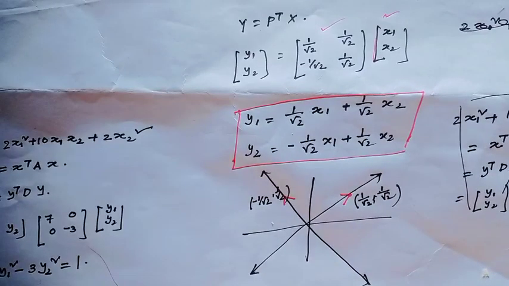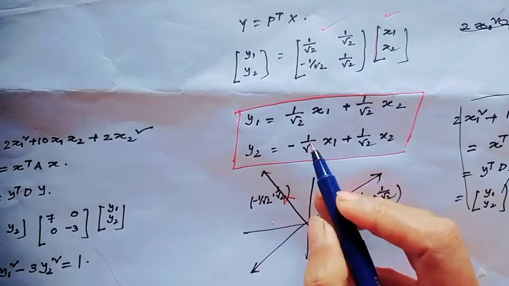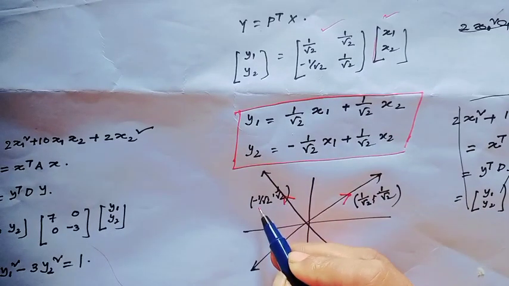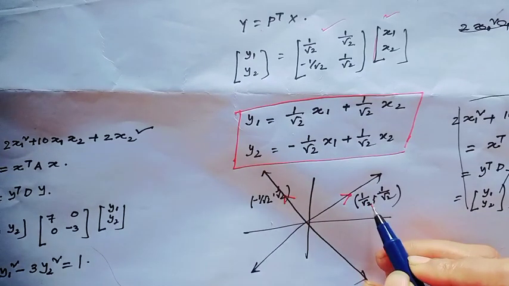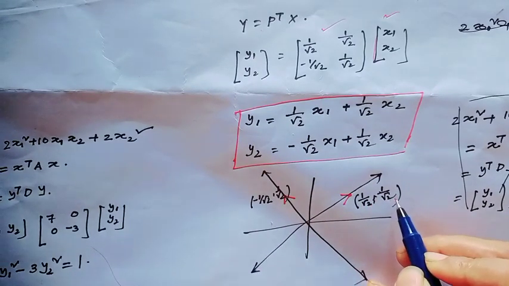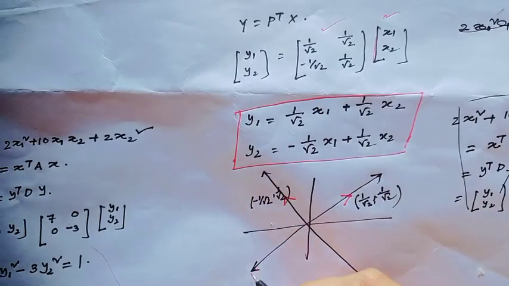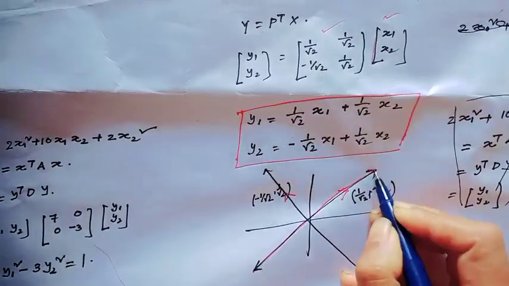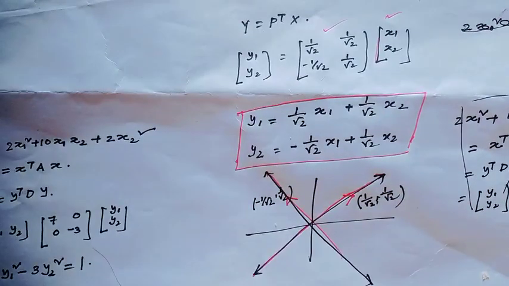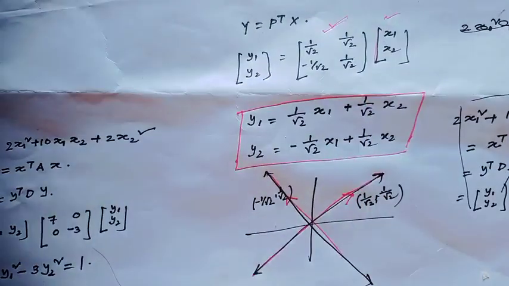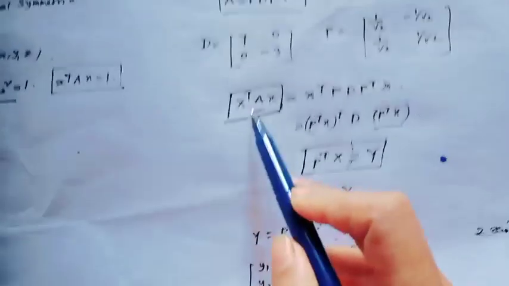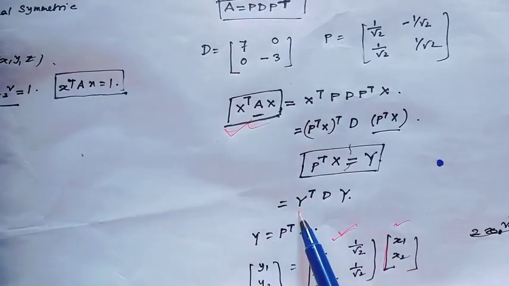That means, from this line, this point is minus 1 over square root of 2 comma 1 over square root of 2, and here the point is 1 over square root of 2 comma 1 over square root of 2, and consider this is actually the principal axis. Then this quadratic form reduces, since it is y transpose dy.